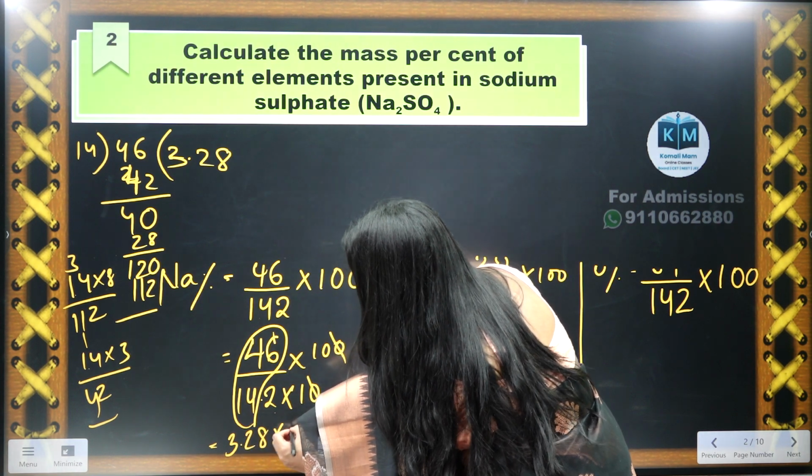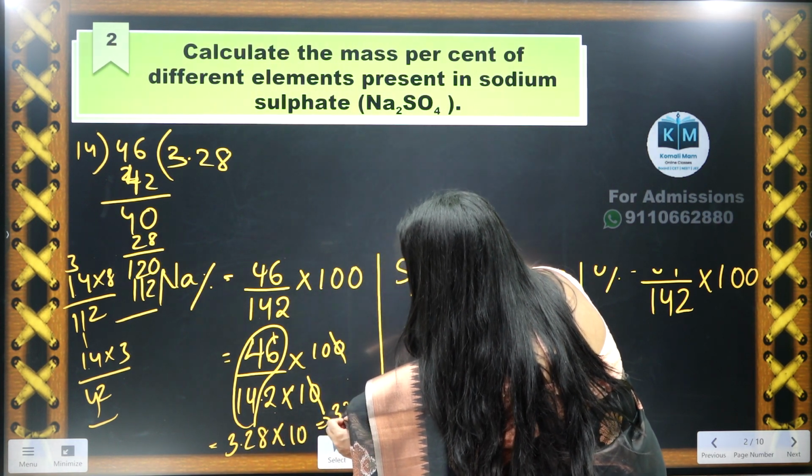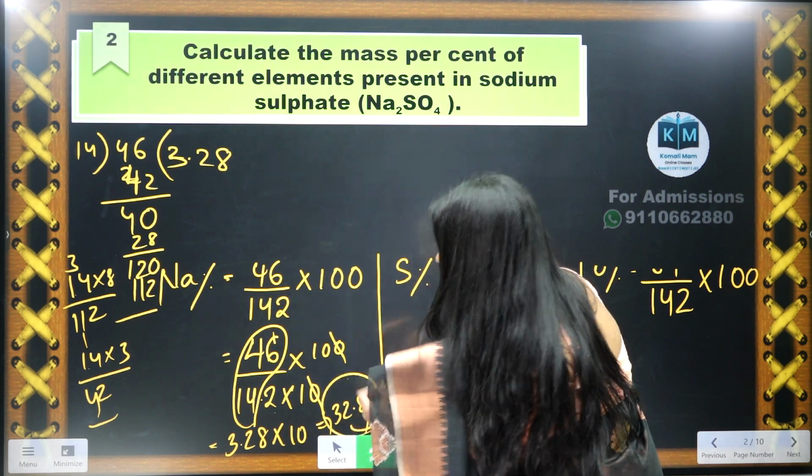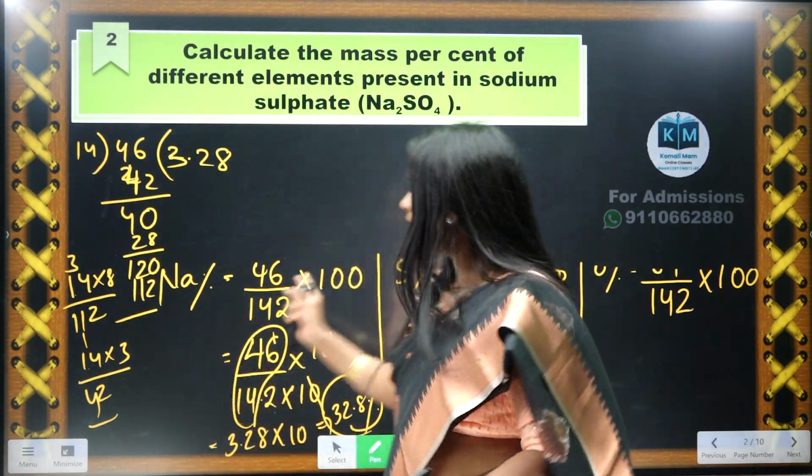3.28 into 10. How much is it? 32.8%. Done. Now let us see the next one.